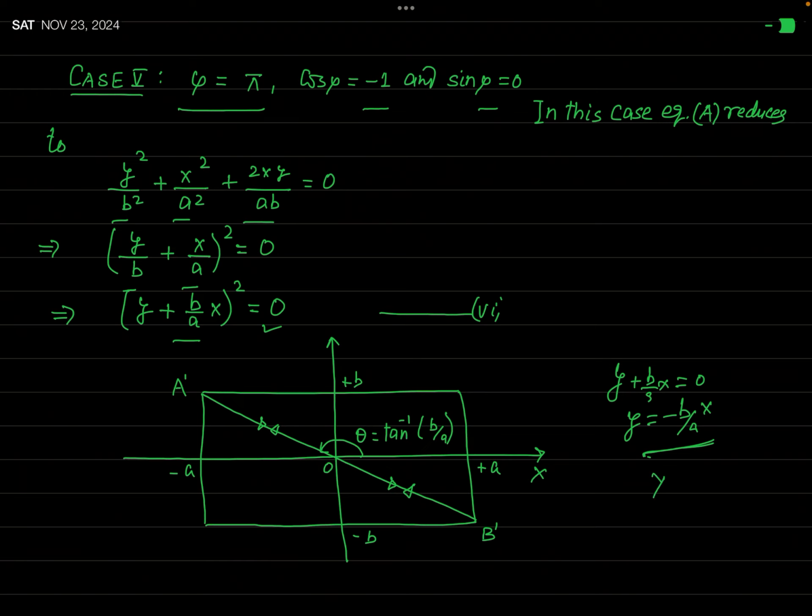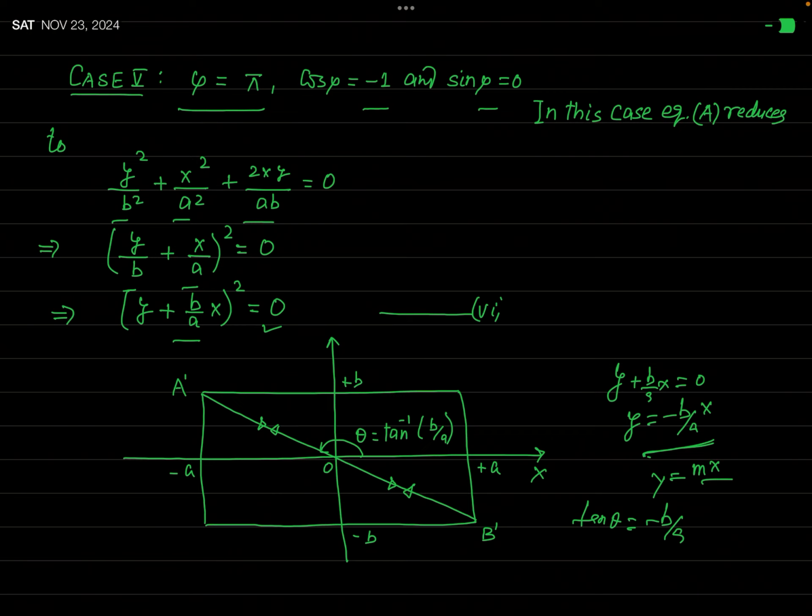You can see when you compare this equation with the equation of a straight line y equal to mx passing through the origin, these two straight lines will pass through the origin. And since the slope of this straight line is negative, this is minus b over a, definitely these straight lines will lie in the second and fourth quadrant, as you can see.